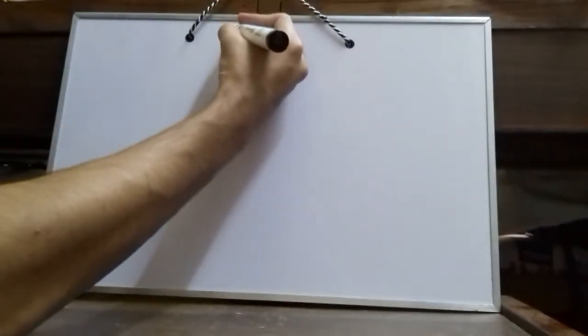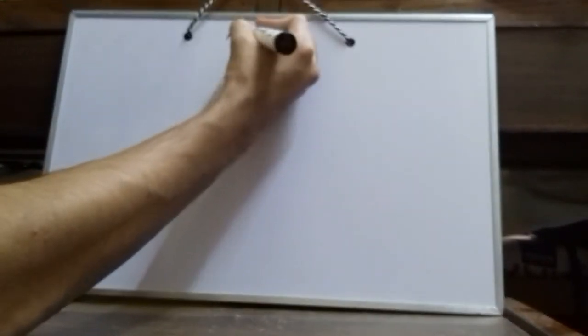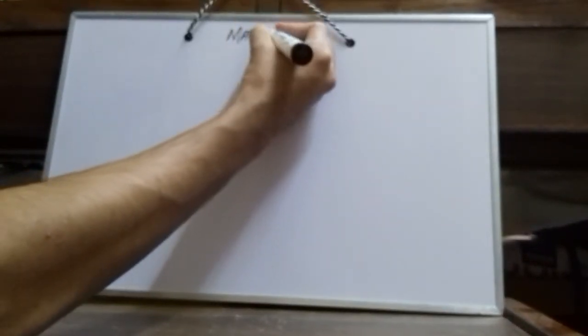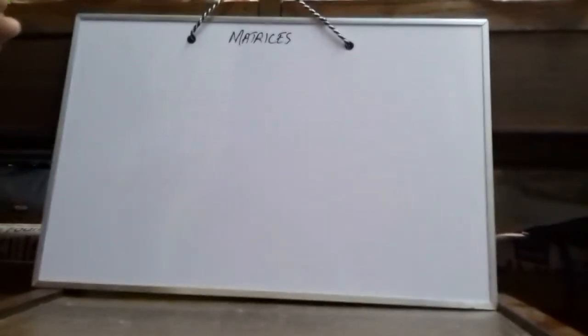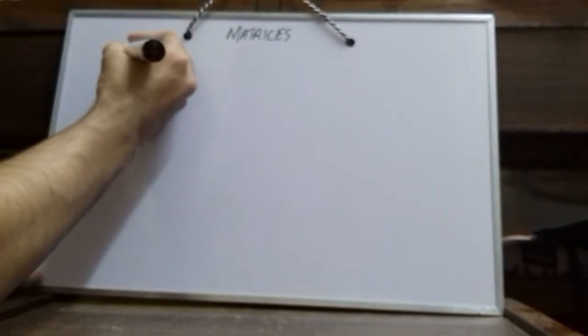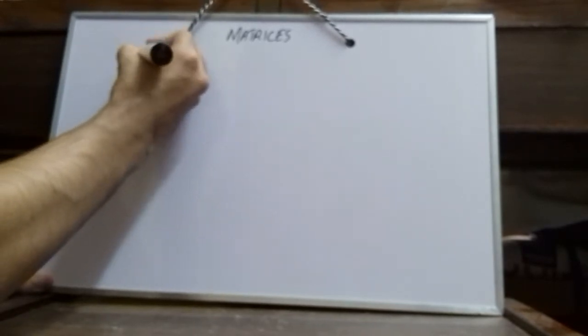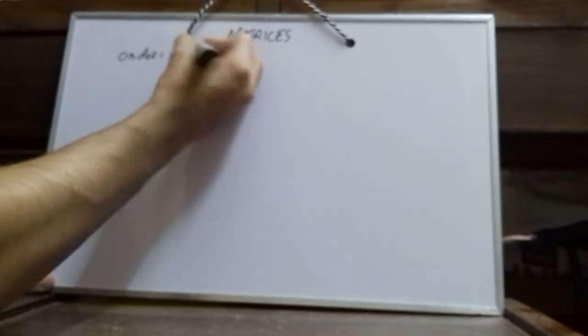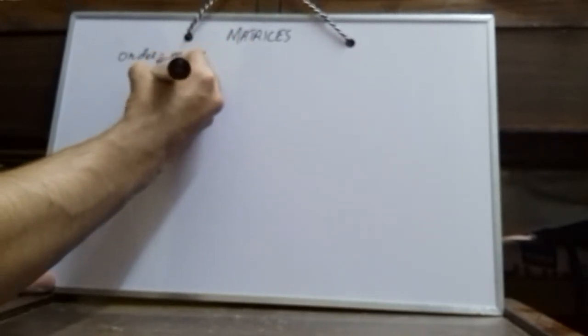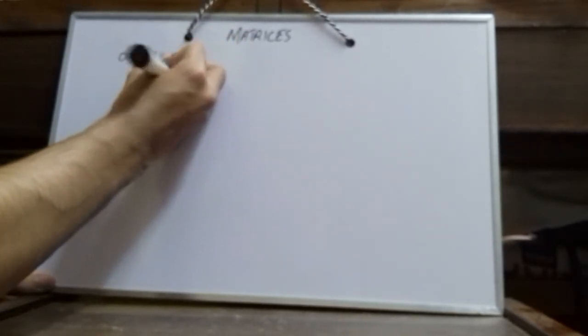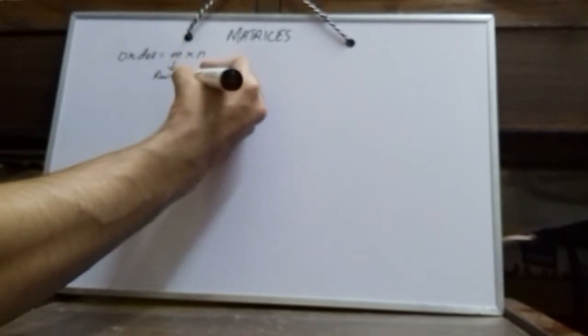First of all, let's write the heading for the day: matrices. Okay, so first of all, let's show you how to denote a matrix. We write down the order of a matrix, which is order m into n, where m is the number of rows and n is the columns.